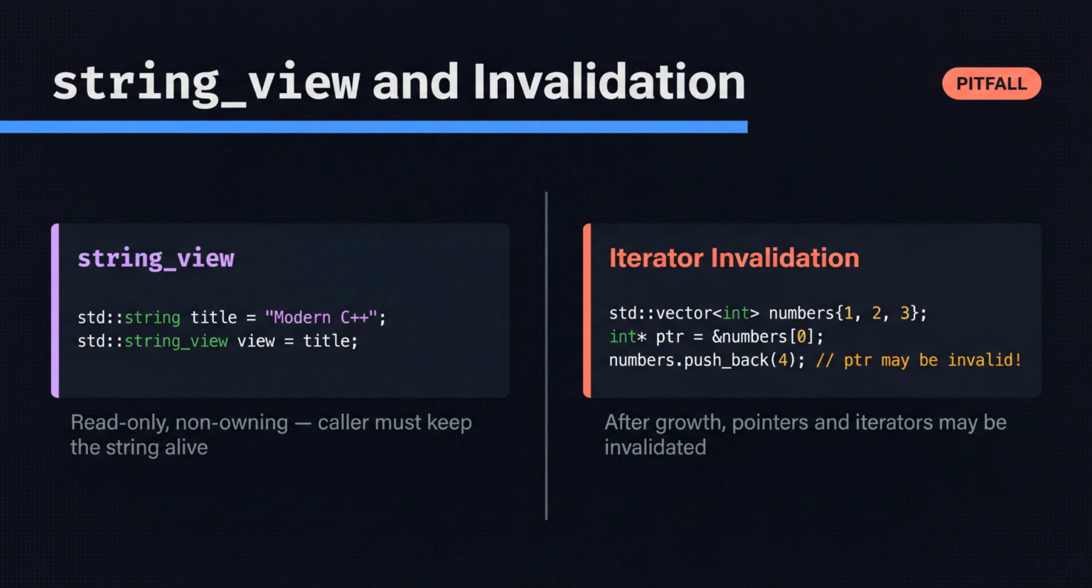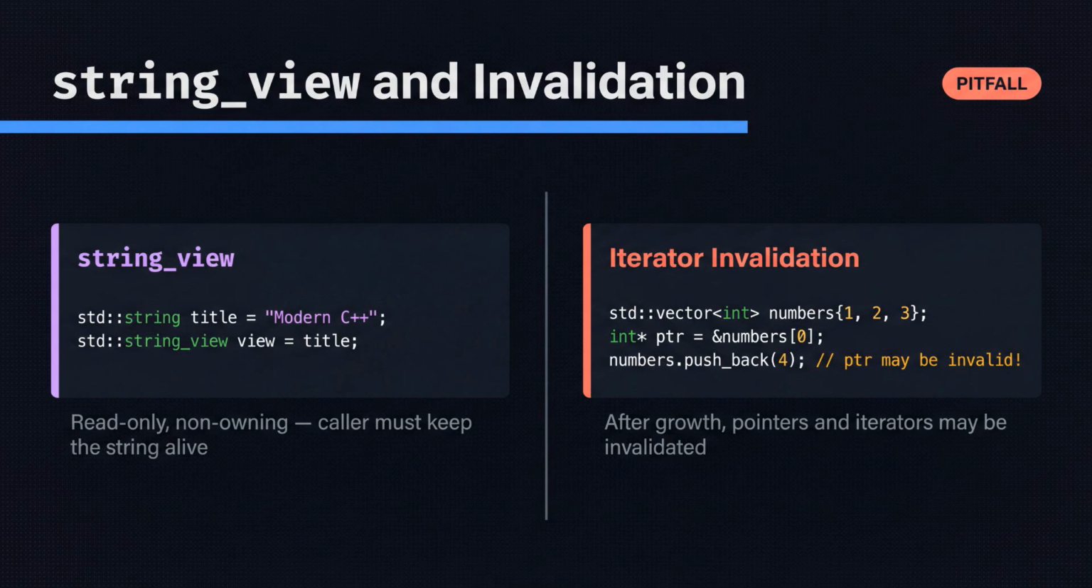2 important concepts for working safely with strings and vectors. First, string_view. It's a lightweight, non-owning reference to a string. You can read through it, but you don't own the underlying data. The original string must stay alive as long as the view exists. If the original string is destroyed or modified, the view becomes a dangling reference. Use string_view for function parameters when you only need to read, not modify, the text.